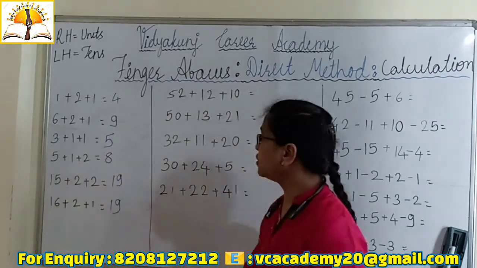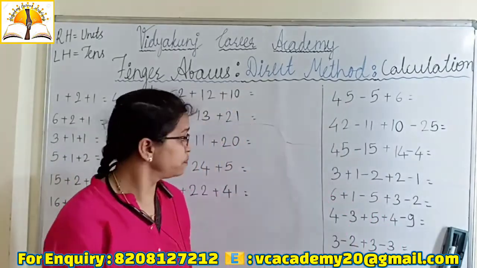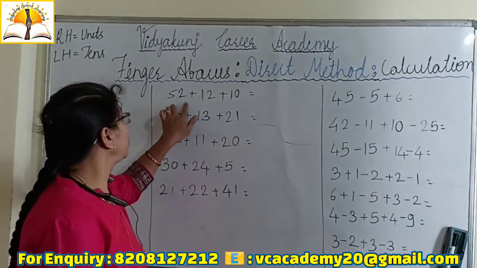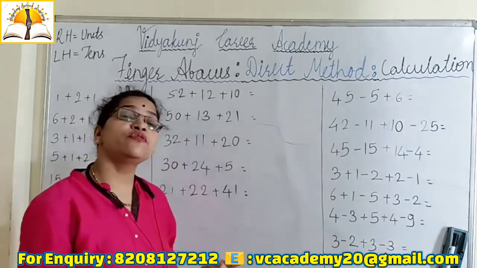Now here I have written 2-digit numbers. How to add 2-digit numbers? That also we have to see. Okay, 52. How do you represent 50?